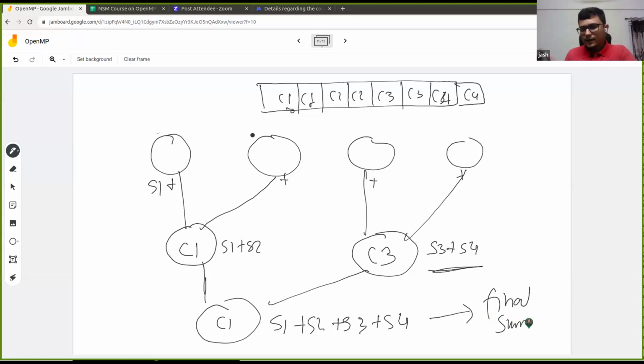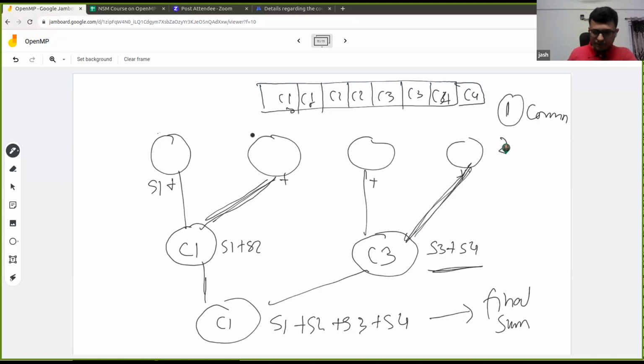Right, but there are some issues. I mean, not issues, but things that should strike our mind when we are trying to solve this problem. First thing is that we need communication between the cores, right? So core 2 is communicating with core 1. Similarly, core 4 is communicating with core 3. And yeah, that is one thing.